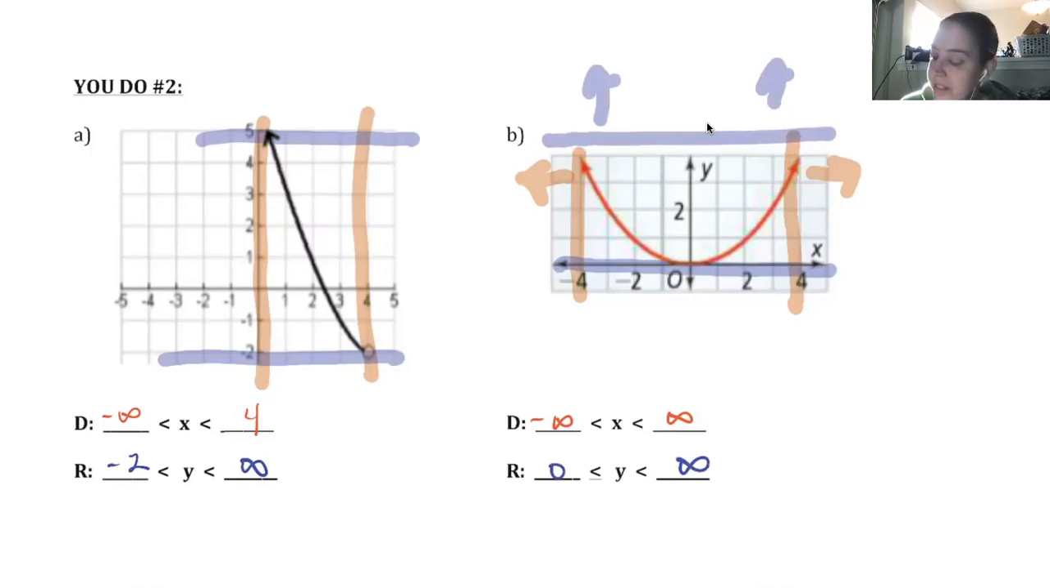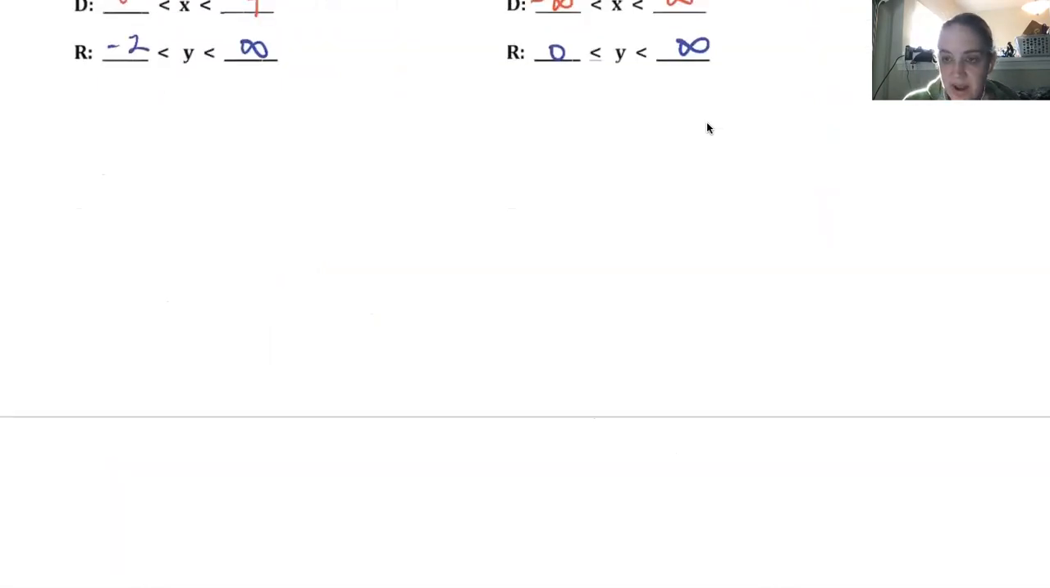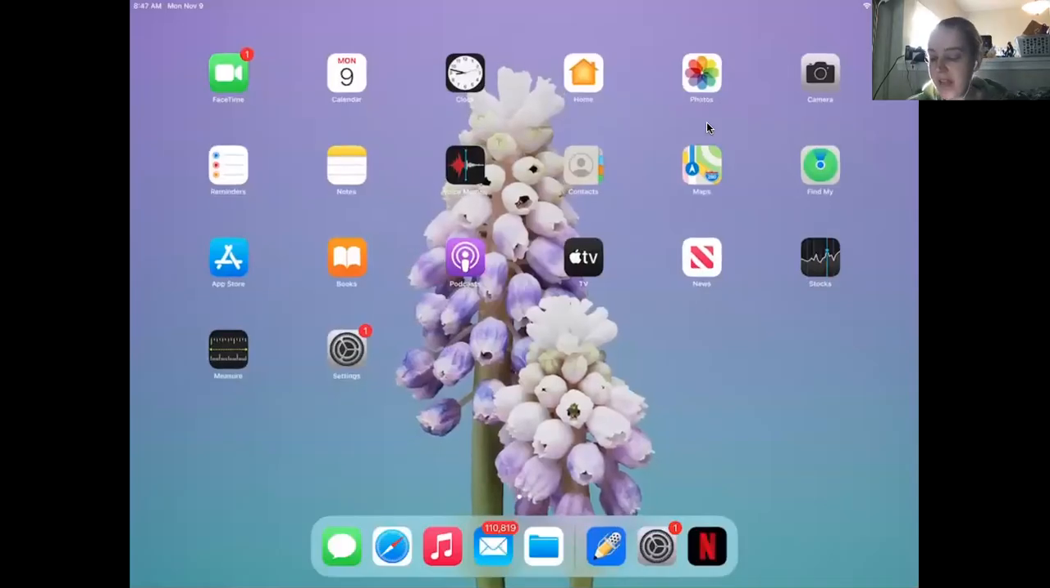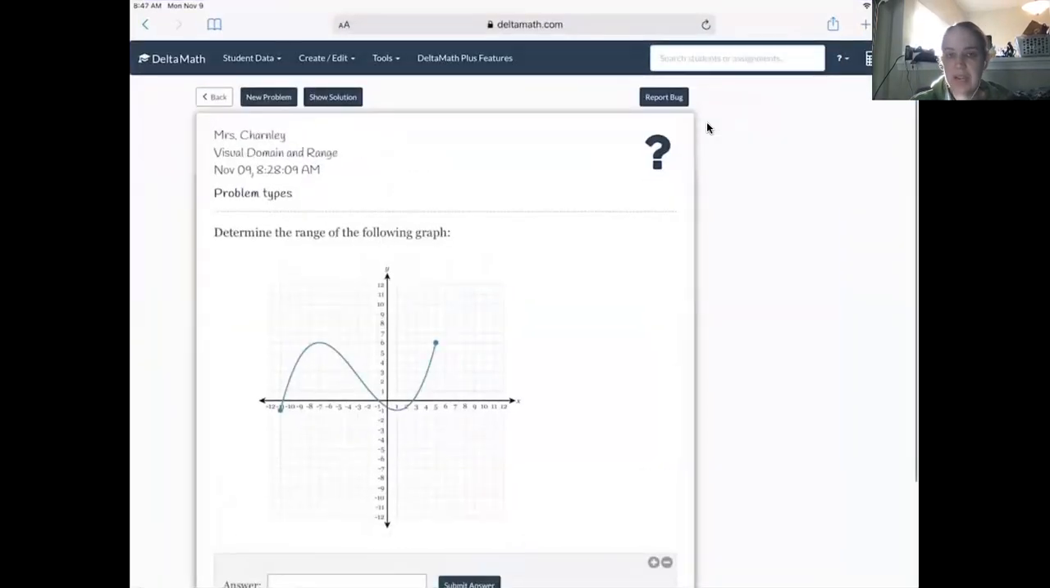I know they're a little bit different. What I'd like you to do is try some of the practice problems in Delta Math. And I know the last time we did Delta Math, some of them were tricky. I'm thinking they might be today too, but I wanted to show you what they look like.